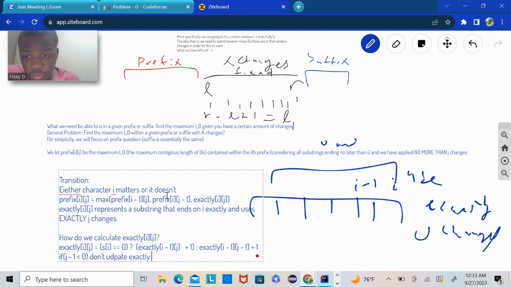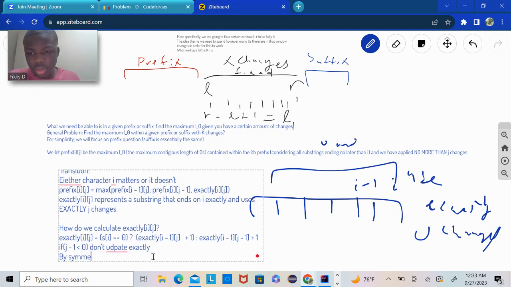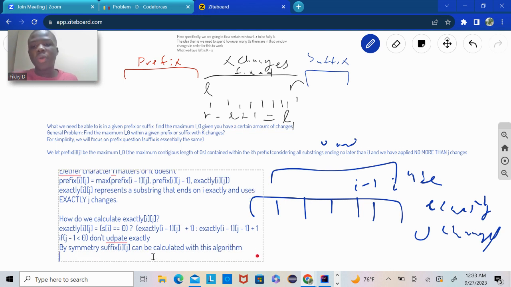So now we know how to find this quantity. And by symmetry, suffix ij can be calculated with this algorithm. So now we know how to solve the general problem.